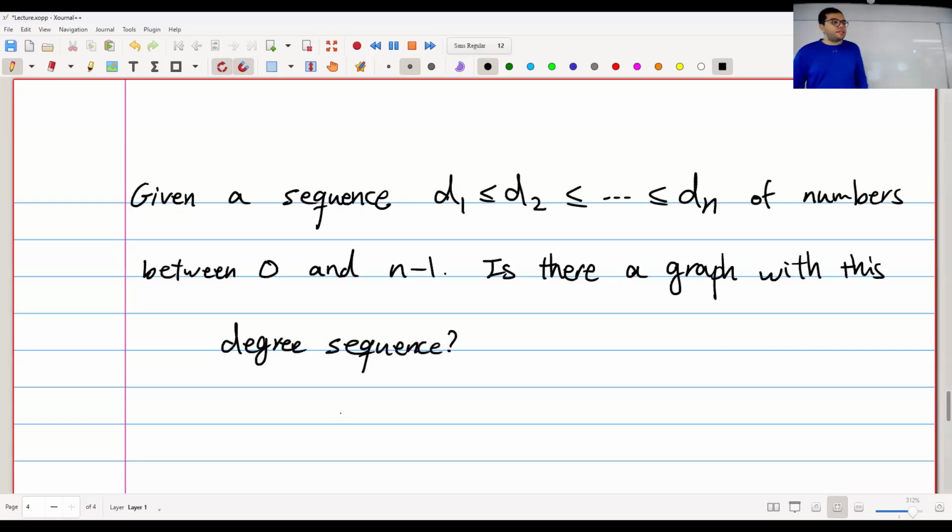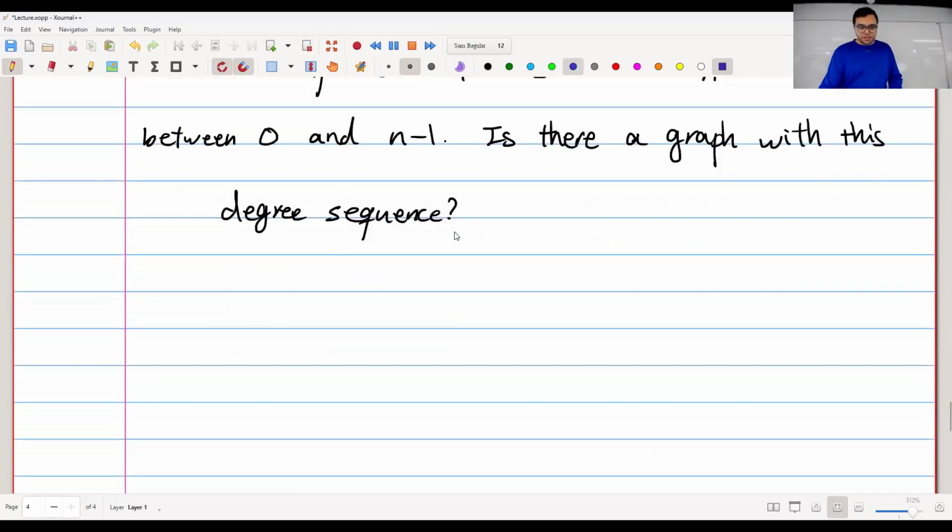Now, the problem is really easy if I say I don't necessarily want simple graphs. So if I allow multiple edges and if I allow loops, then this problem becomes really easy. Okay, so this is my first theorem.